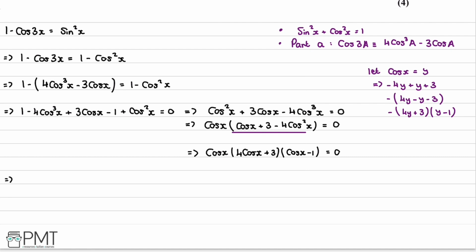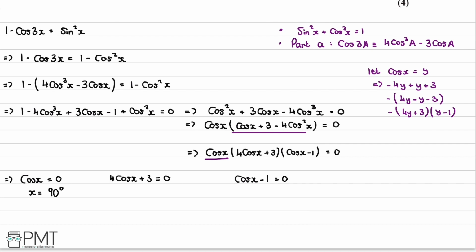So we'll have our first term here, cos of x, that's going to be equal to 0. And then secondly, we'll have that 4 cos of x plus 3 is equal to 0. And finally, we'll have that cos x minus 1 is equal to 0. So solving these with the calculator, we have that x is going to be equal to cos -1 of 0, which comes back as 90 degrees.